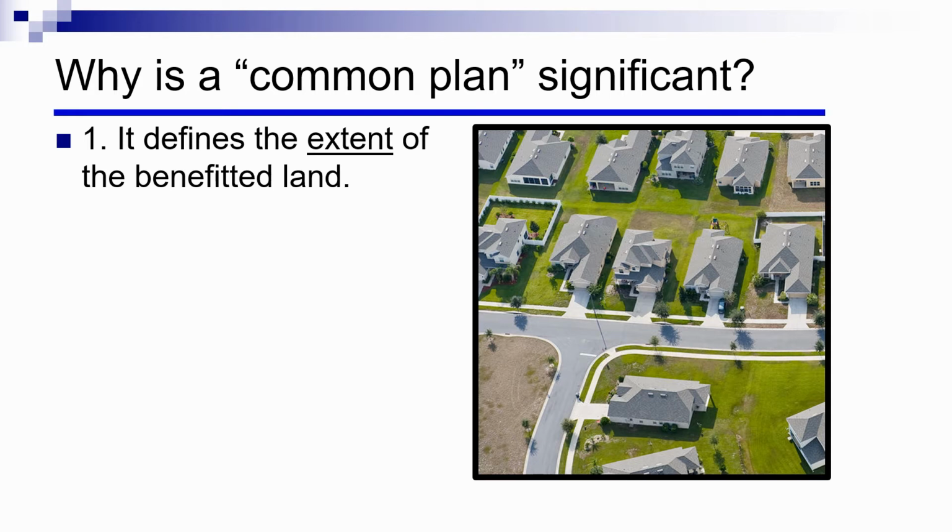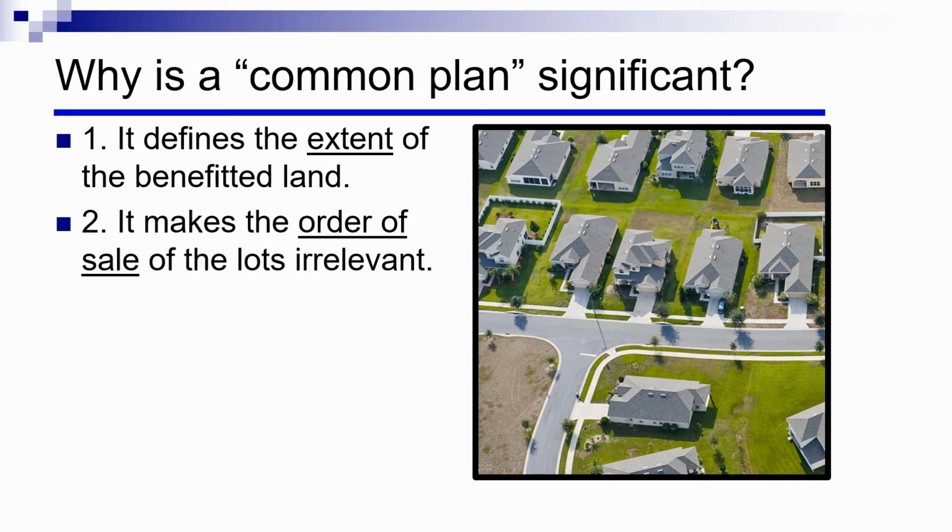Second reason that the common plan is significant is it turns out that it makes the order of sale of the lots irrelevant. That is, a person who owns a later sold piece of land can sue a person who bought an earlier sold piece of land, and vice versa. The order of sale simply doesn't matter, as we'll see.